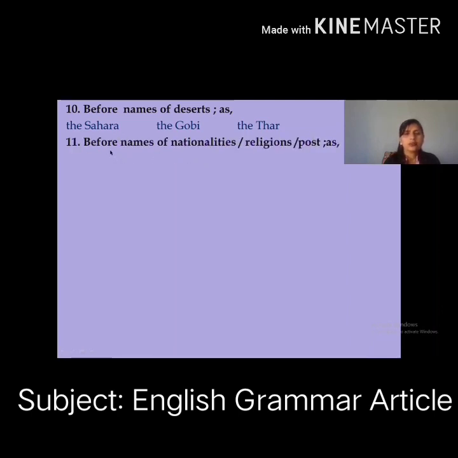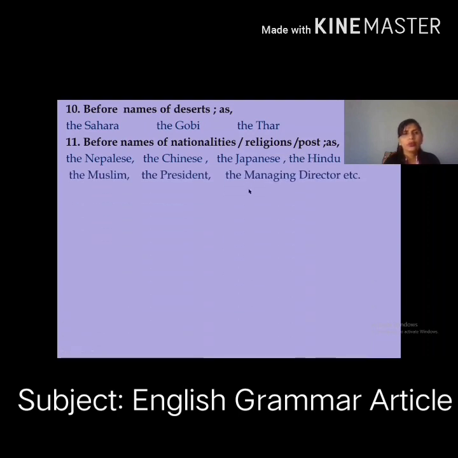The is used before the names of nationalities, religions, posts. For example, Nepalese, Chinese, Japanese, these are the nationalities. So, we have to write article the and say the Nepalese, the Chinese, the Japanese, etc. Like religion, Hindu, Muslim, Christian are the religions. So before the religions, we have to use article the and say the Hindu, the Muslim, the Christian, etc.